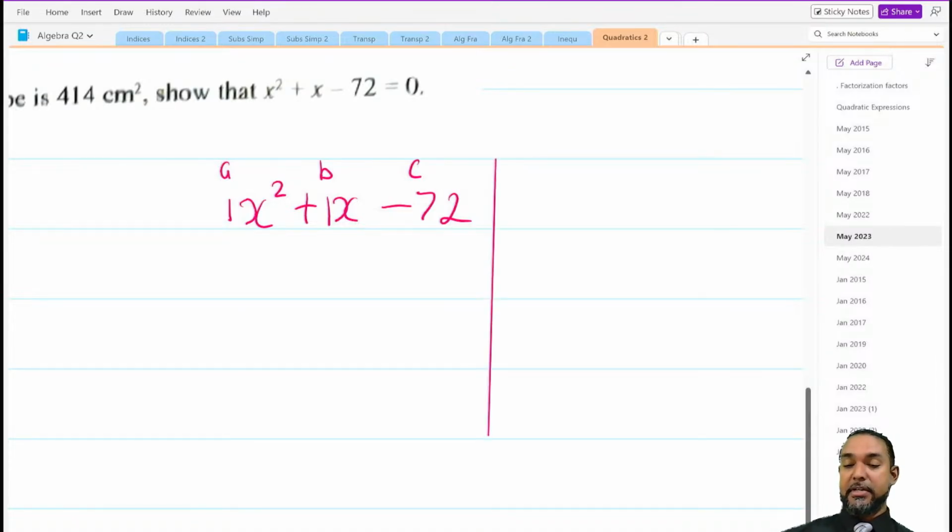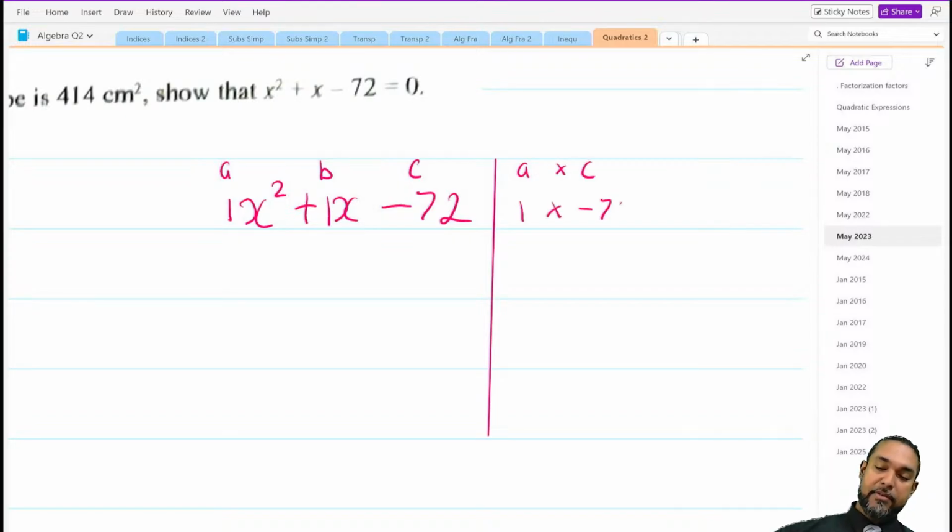This one is actually kind of easier to solve with the guessing game, but let's do the proper way first, right? So we're going to multiply A by C, which is 1 by minus 72, which just gives us minus 72. So what we are looking for are the factors of minus 72.